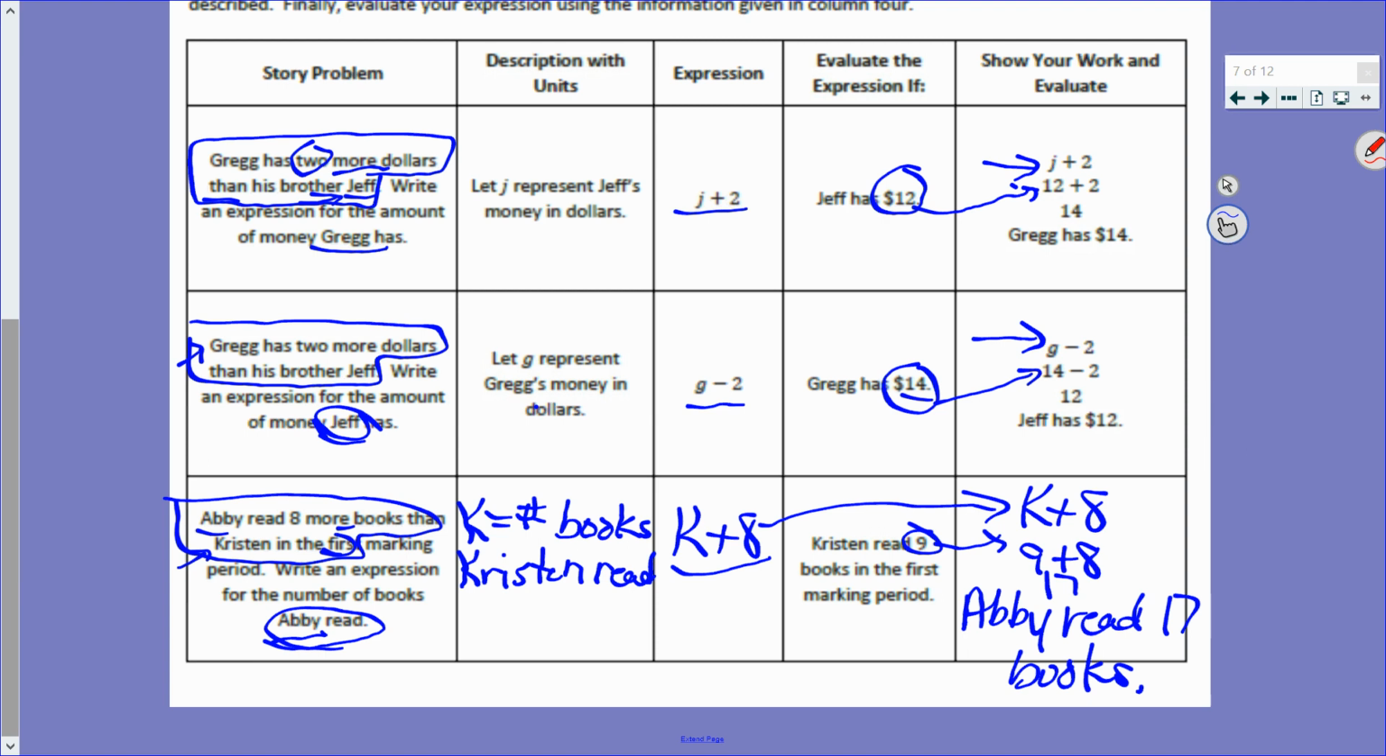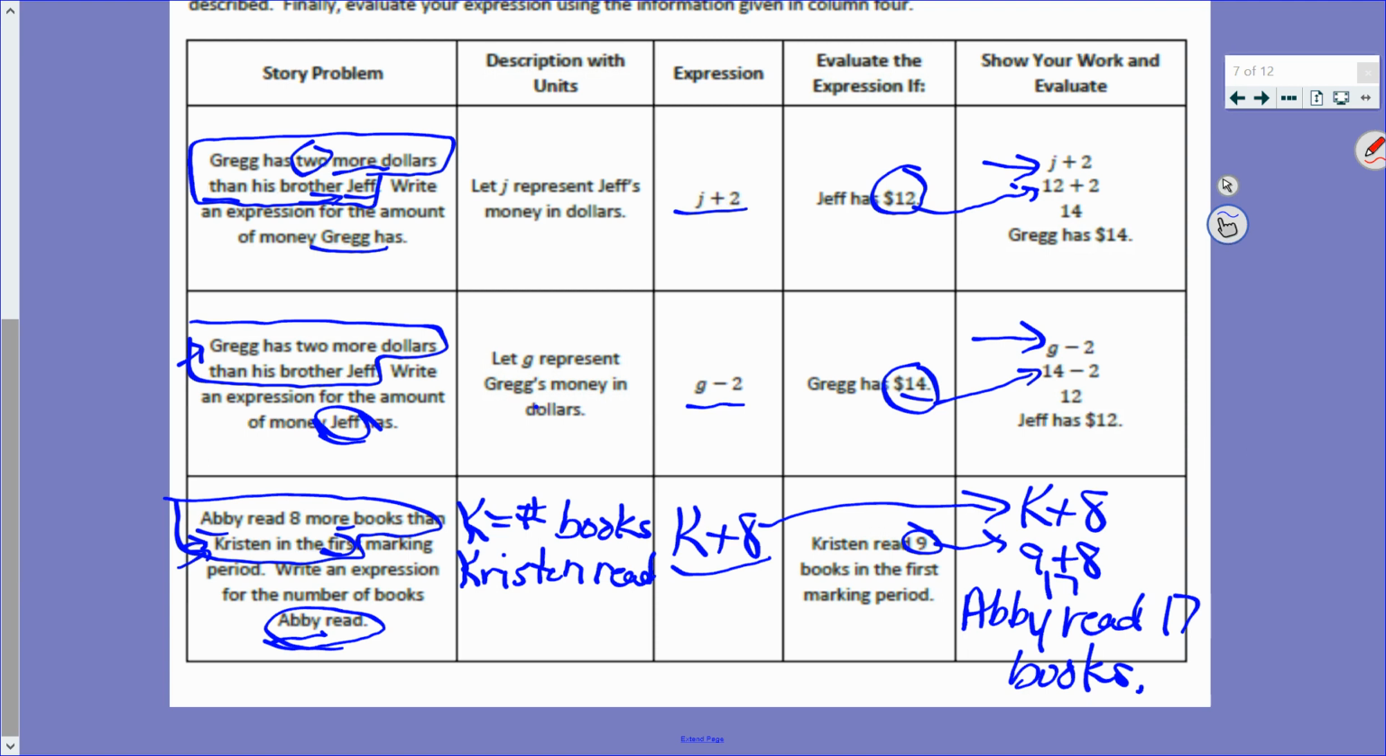Okay, so they want me to find what Abby read, but to do that, I need to know what Kristen read. Does that make sense? Okay. Yeah. So to find out what Abby read, I have to know what Kristen read, because she's the other person. Why do you want to know what Kristen read? So I can figure out how many Abby read, because it's asking me to figure out how much Abby read. Because Abby read 8 more than Kristen.